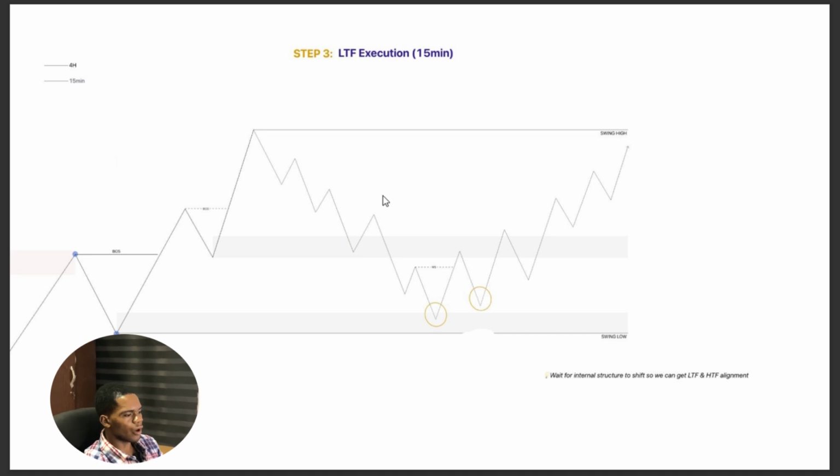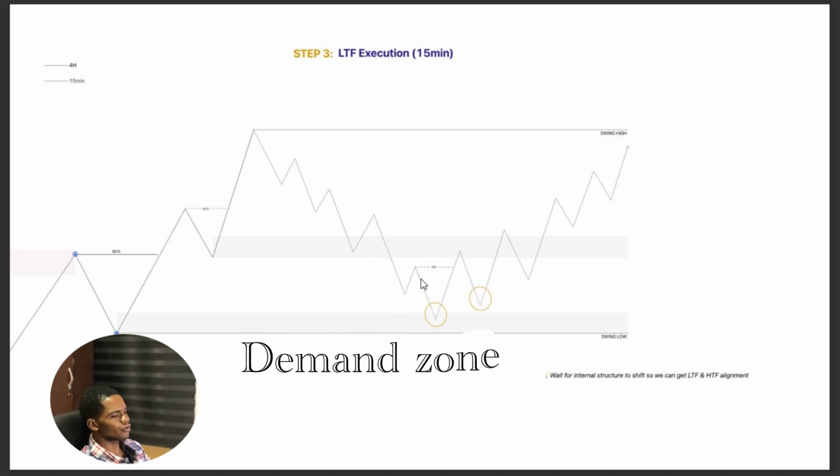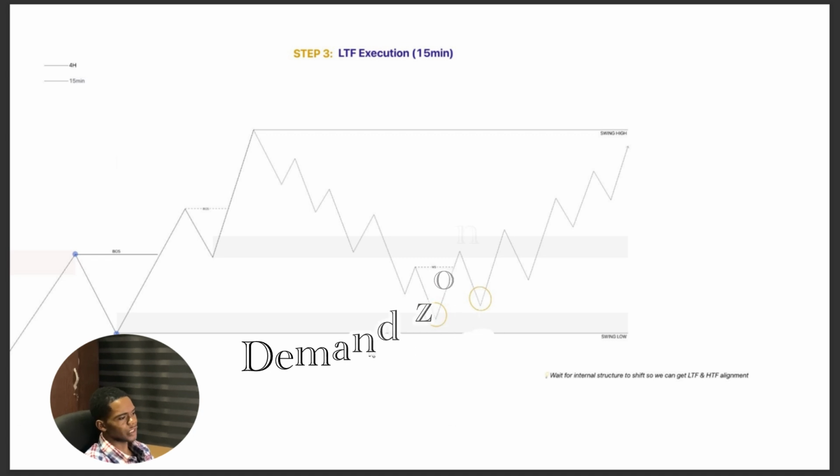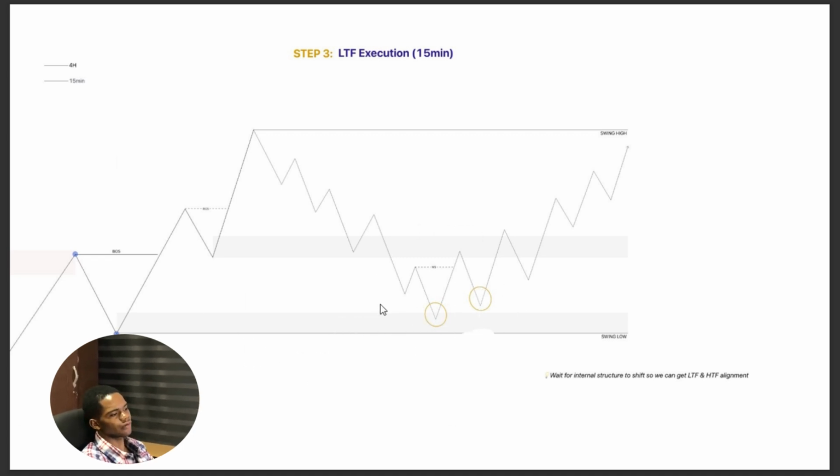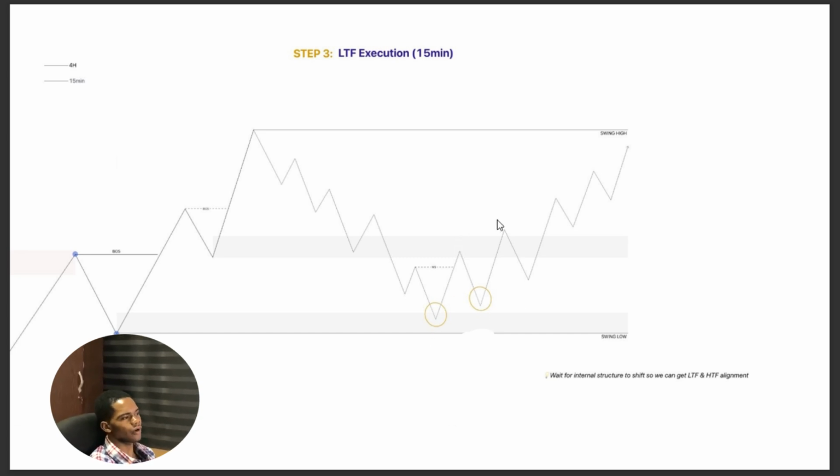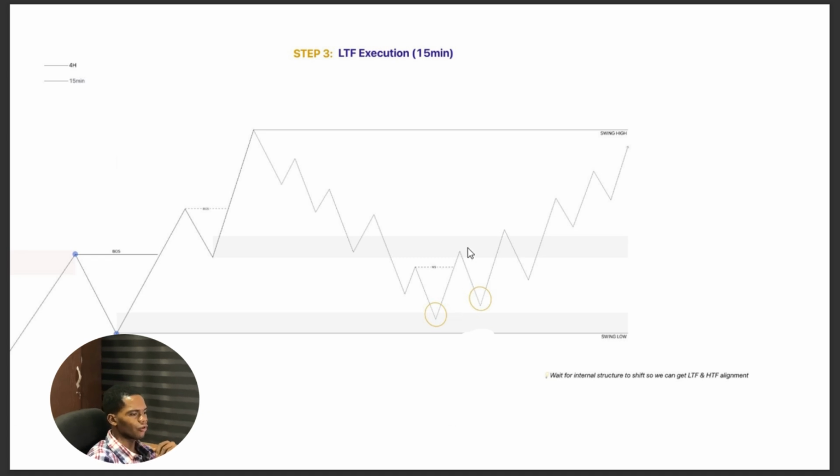Now when price also gets to a demand zone here, demand begins to take control over the trend, and they begin to take power, pushing price up, giving us higher high, higher low, higher high, higher low, and it continues like that to the upside.